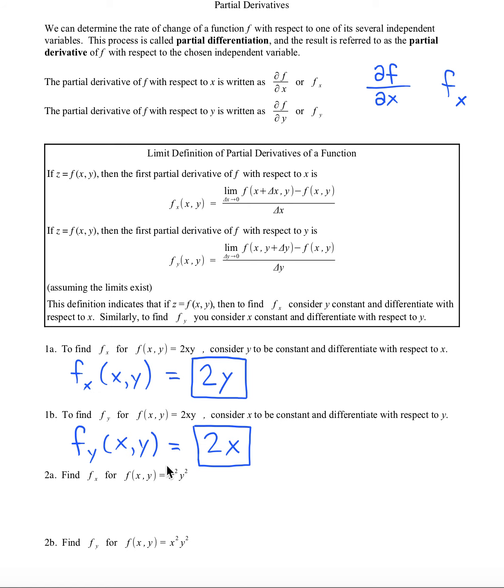Let's try it on a little bit more complicated question. Here we want to find the partial derivative with respect to x. Now, y gets treated like a constant when we do f_x. So the y, even though it's being squared, stays right where it is. And we just differentiate the x squared part. Final answer, 2xy squared.